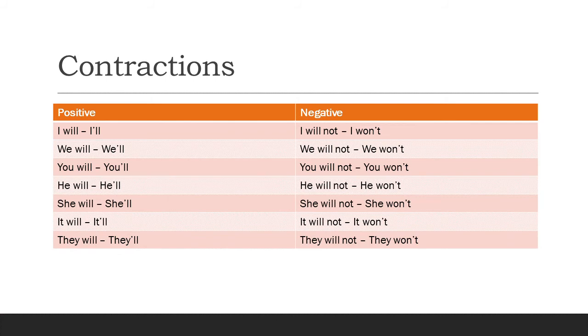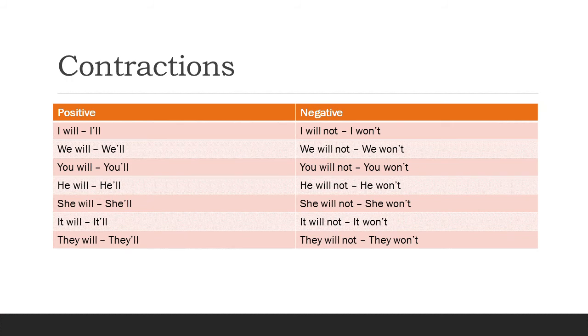So I will becomes I'll. Okay, so we will becomes we'll, you will becomes you'll, he will becomes he'll, she will becomes she'll, it will becomes it'll, they will becomes they'll. Okay, so again remember, it's only to make the sentence smooth and easy flowing. It depends on what message you're trying to convey. If it is important to stress on the word will, you can't contract. I'm just going to discuss that in my next slide.